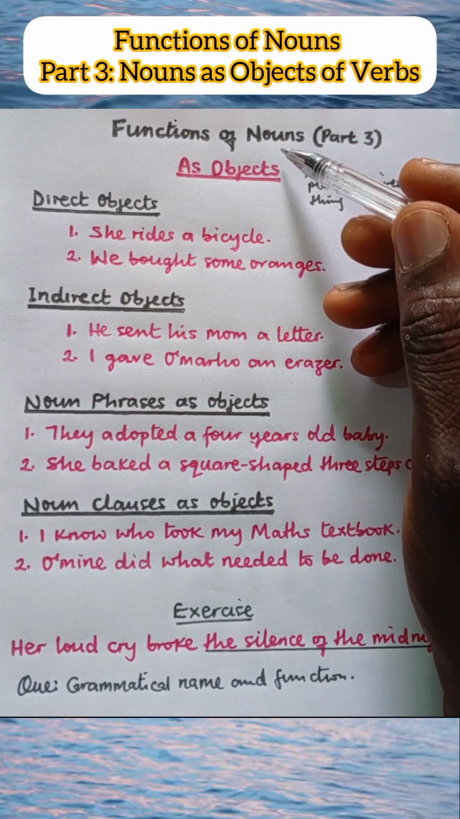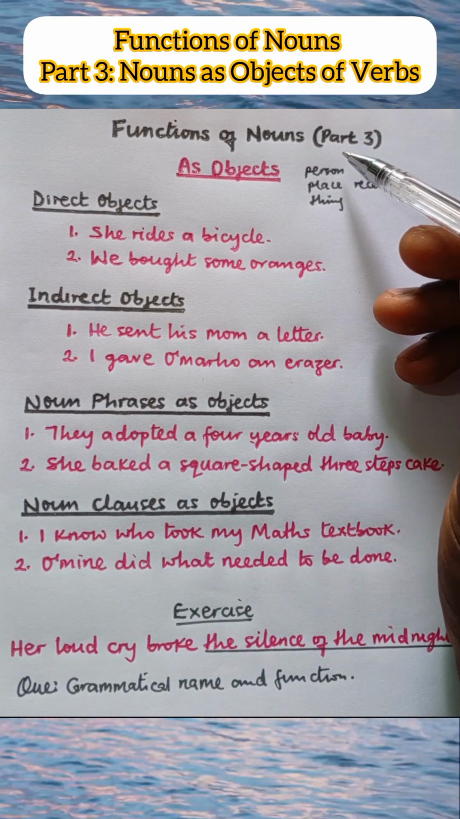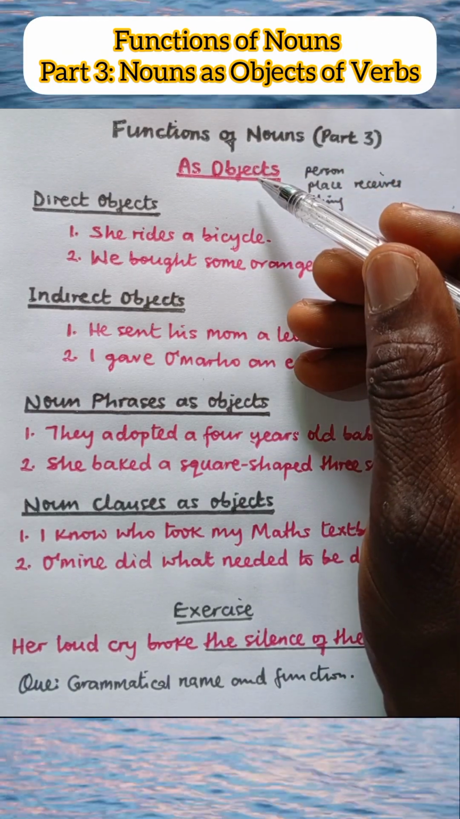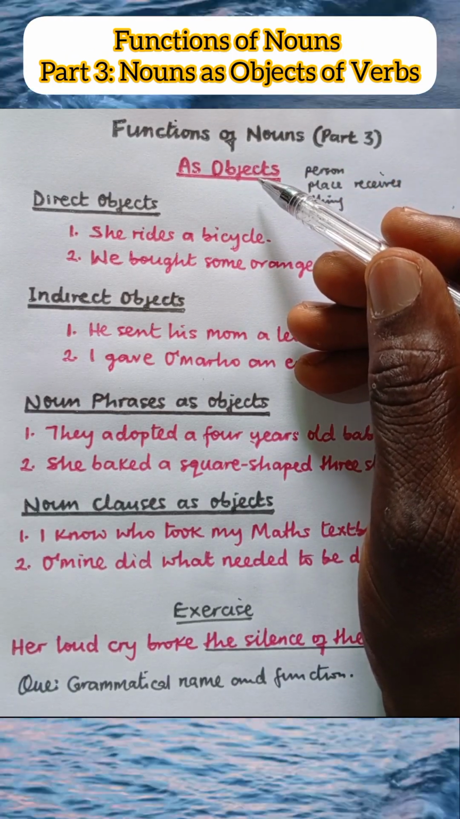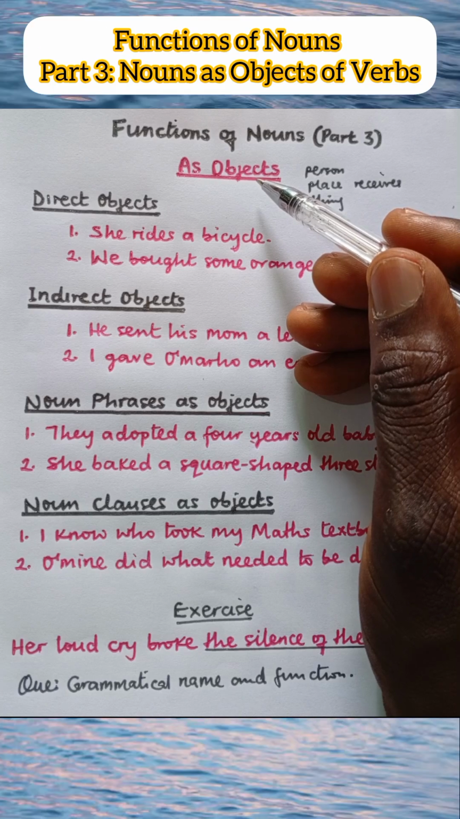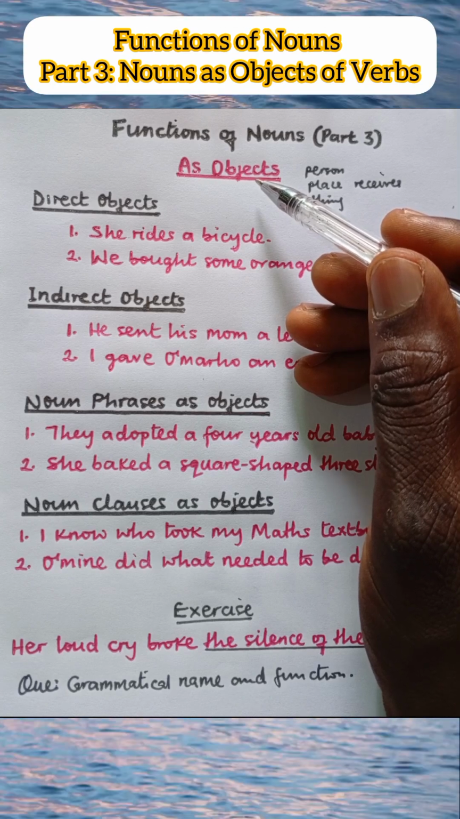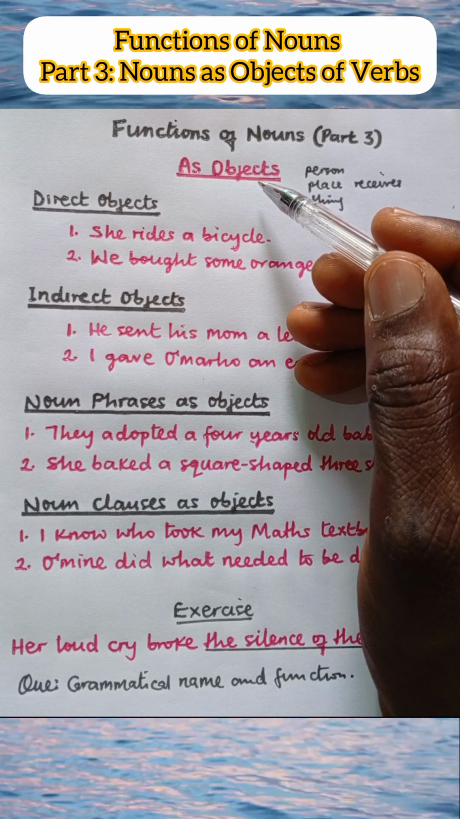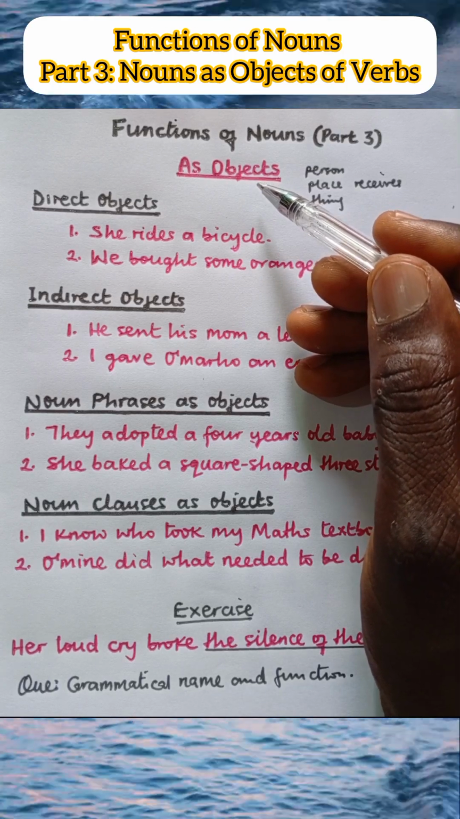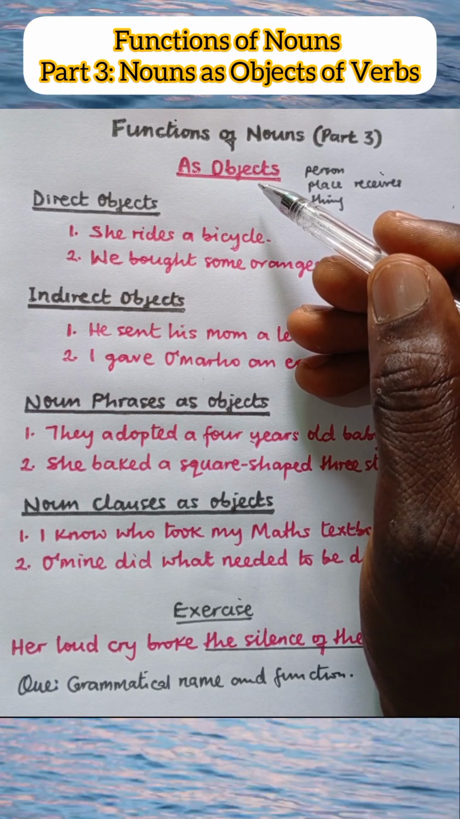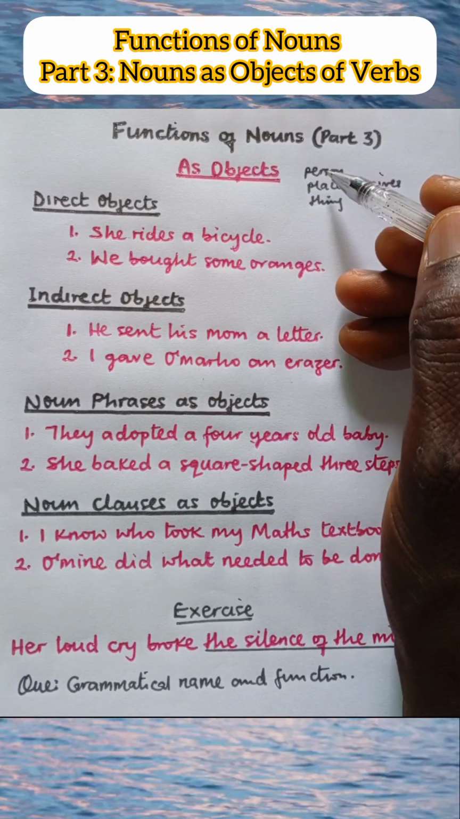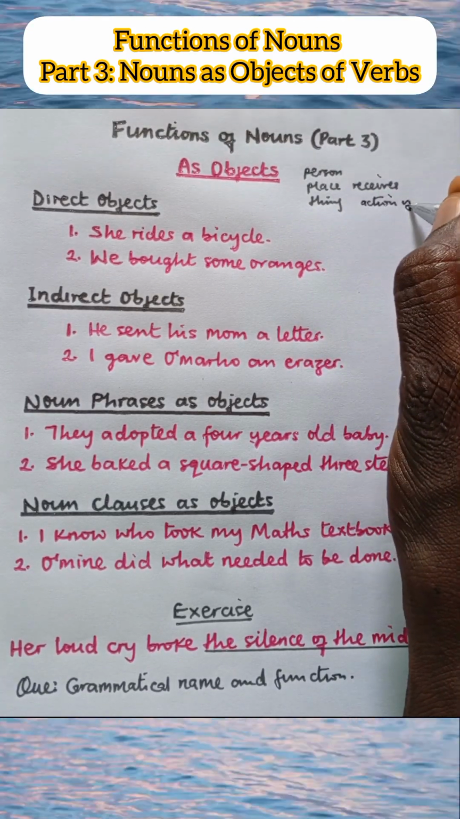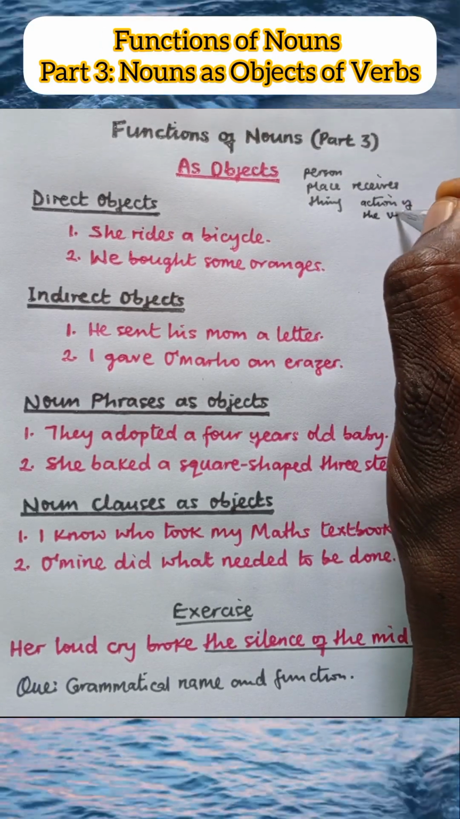Functions of nouns. This is part 3. In this part, we want to look at nouns as objects of verbs. In part 2, we talked about nouns as subject, where I told you that the subjects are the doer of the action of the verb. Now, the action of the verb could be transited to an object. And so the object of a verb is the person, place, or thing that receives the action of the verb.